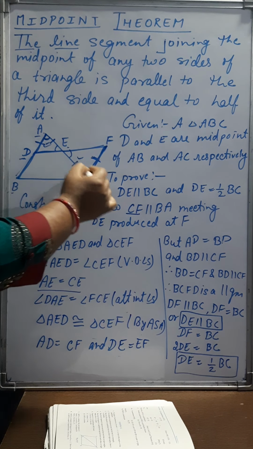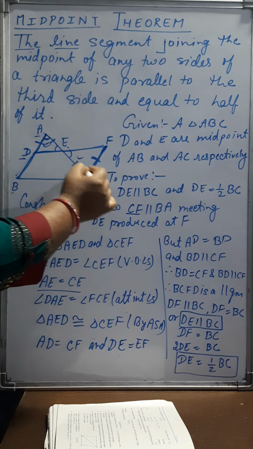So in quadrilateral DBCF, we are getting BD is equal to CF and BD is parallel to CF. So this quadrilateral BCFD is a parallelogram, and if BCFD is a parallelogram, opposite sides will be parallel. So we can write BC will be parallel to DF, or DF parallel to BC, and this DF will also be equal to BC. If the complete line DF is parallel to BC, the small portion DE will also be parallel to BC, which we have to show: the line joining the midpoints of any two sides is parallel to the third side. So finally we are getting DE is parallel to BC.